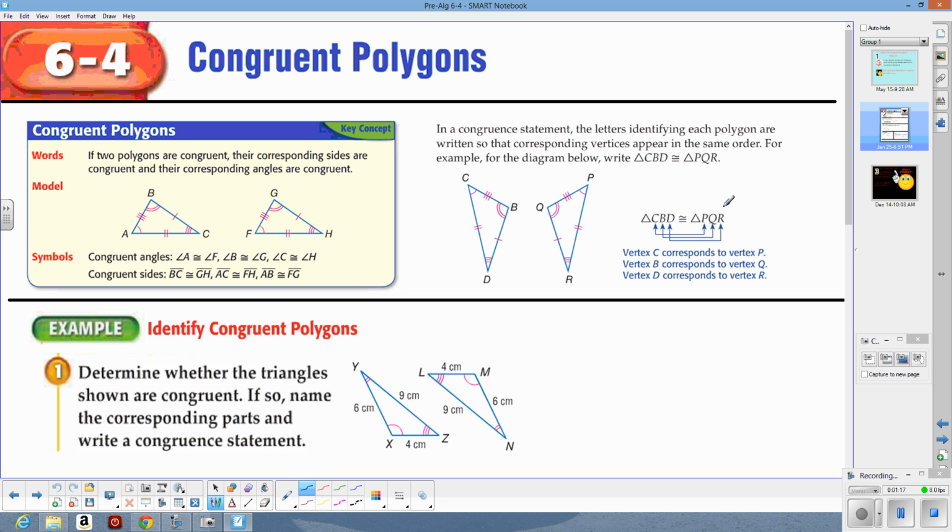The thing that you want to keep in mind when you write a congruence statement is you need to match up corresponding angles. So angle C matches up with angle P, and you can tell that by looking at the little markings in the angles. B matches up with Q, and then D and R match up. So they're in the same position of the congruence statement.